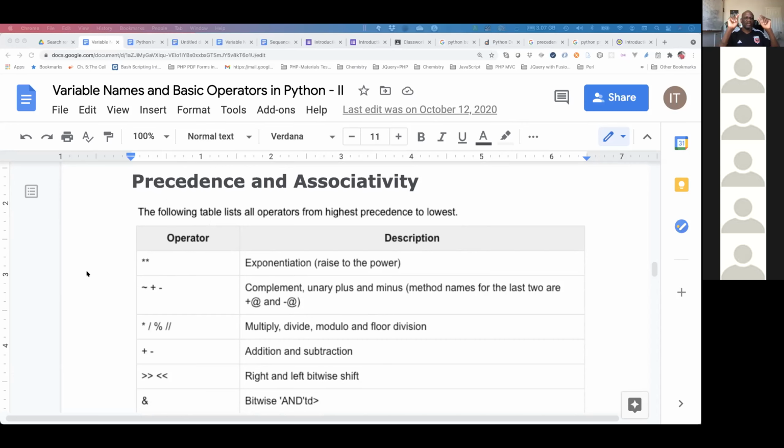Exponent means multiplication, then with that, we raise it to the power. So if you say 3 exponent 2, that means 3 raised to the power 2. So in the precedence, what comes first will always be the exponent. Then we have the complement, the unary plus and the minus. The methods for the last two are plus at and minus at. So you just have to know this.